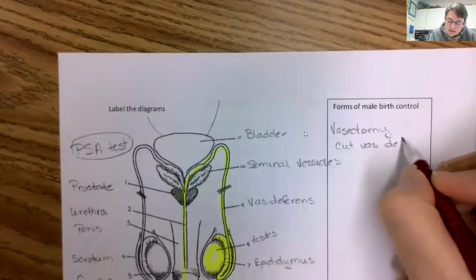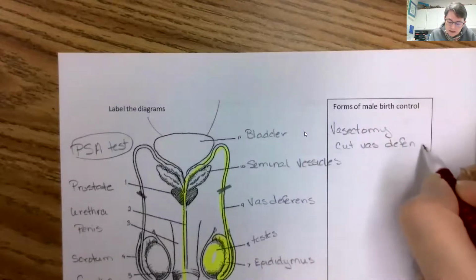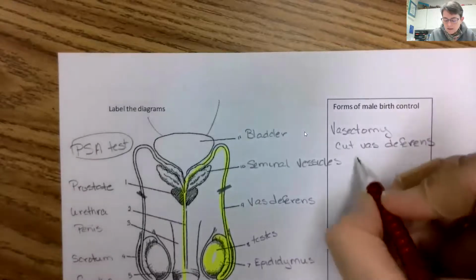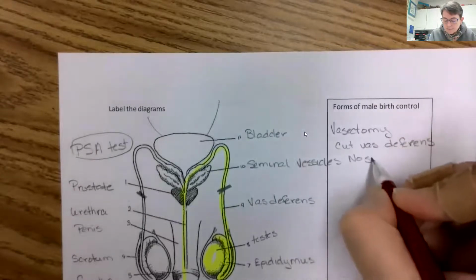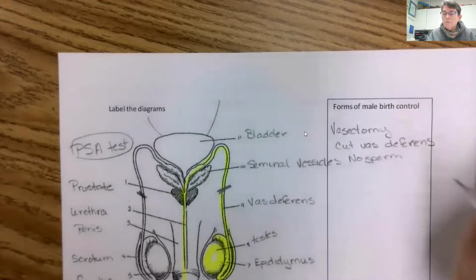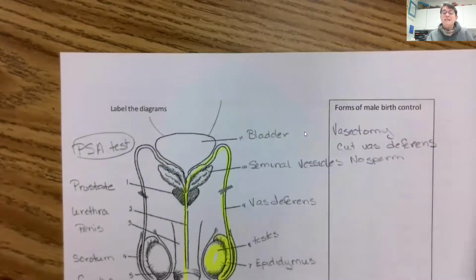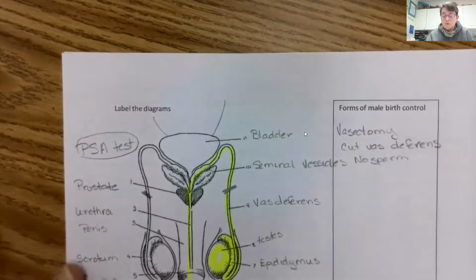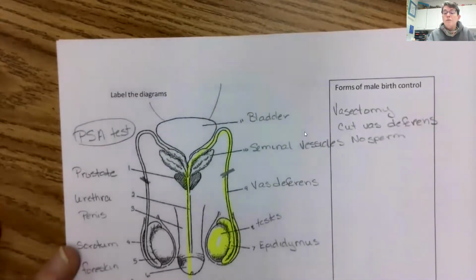So they cut the vas deferens, no sperm. But everything still looks like this. Everything still works. The semen still looks exactly the same, but just 5% of it is missing, so there's no sperm in there. So that's a permanent form.